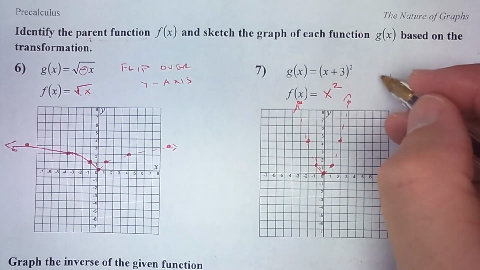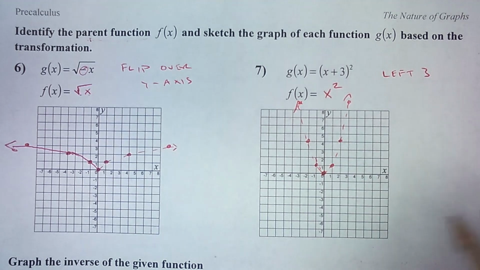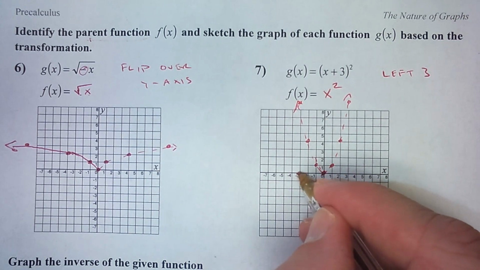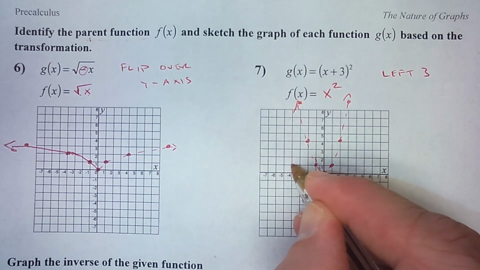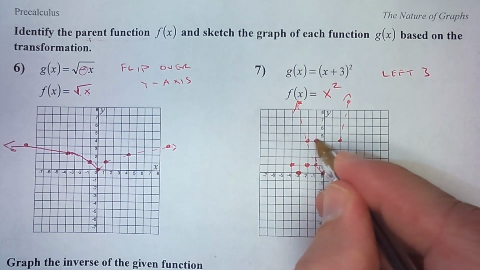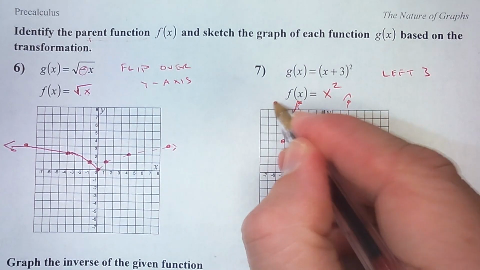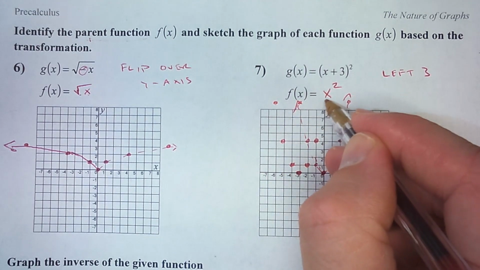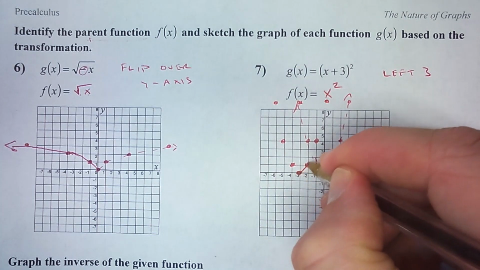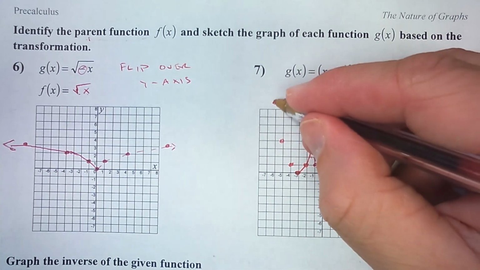Then we have a plus 3 inside the function, which means it goes left 3 units. So we need to take all these points and move them left 3. And this is the new function.